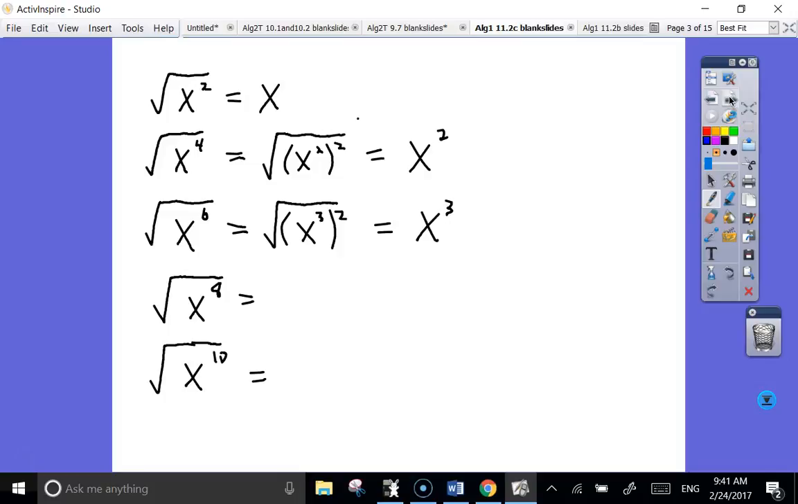So I look at something like x to the fourth. This is properties of exponents: x squared, squared, right? So what is it that's being squared here? X squared. So when you take the square root of it, what comes out? X squared. Take it one more time. X to the sixth is x to the third squared. So when I take the square root, what was being squared inside the radical? X to the third. So that's what comes out.